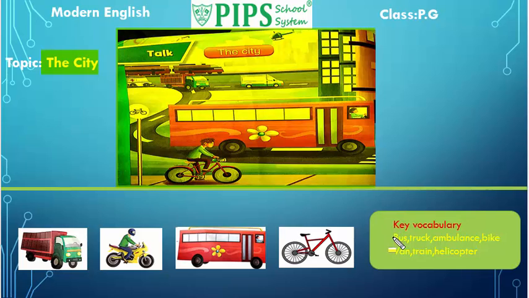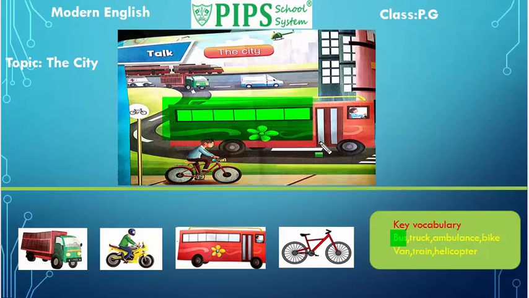Now students, here in the green box there are some words. We can find these words in this picture. So let's start. The first word is bus. Do you know where the bus is? Let us find the bus in this picture. This is a bus.